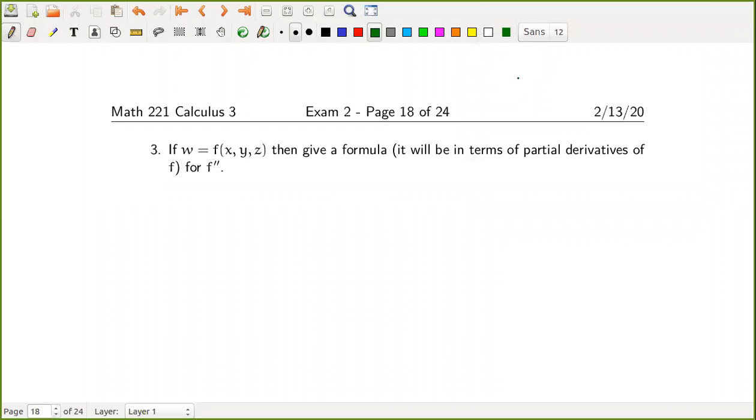Okay, so we want to find w is equal to f of x, y, z. We want to give a formula for the second derivative. Basically, the point of this is just to make you think about what the second derivative is. So the second derivative is the derivative of the derivative. And remember, f prime is just the gradient of f, and this is just the vector whose components are fx, fy, fz.